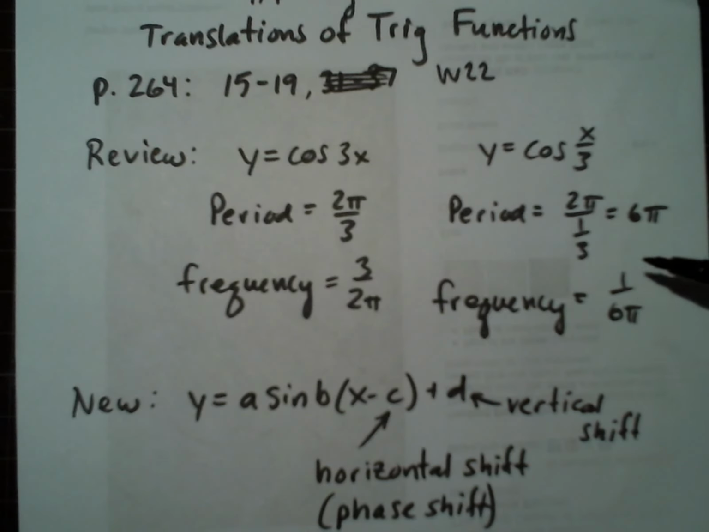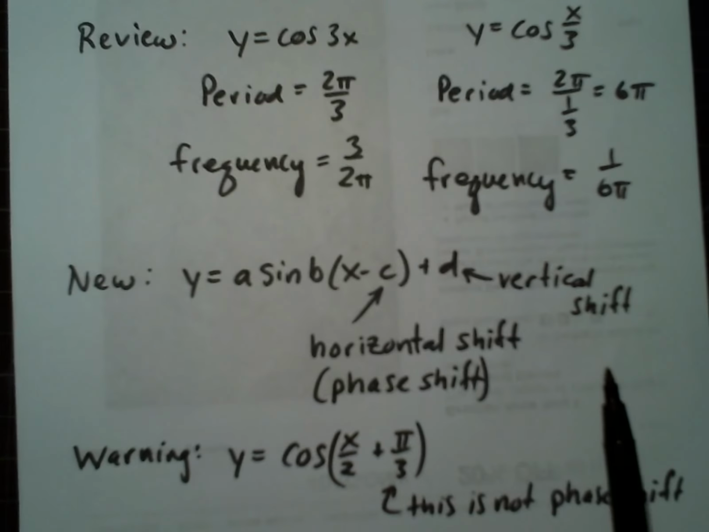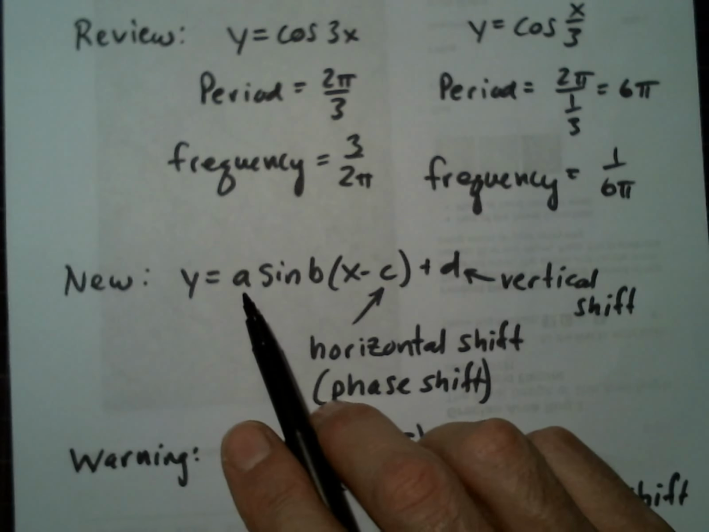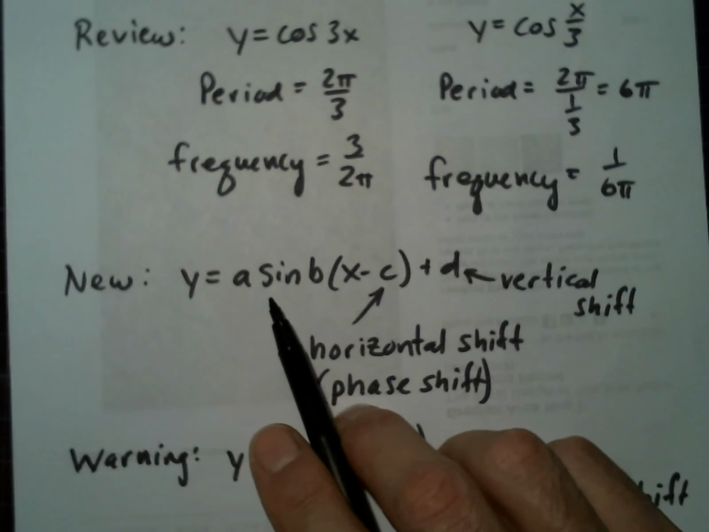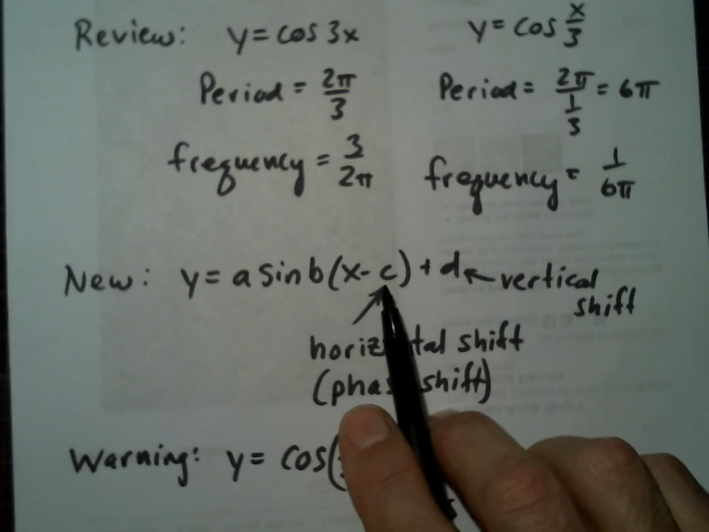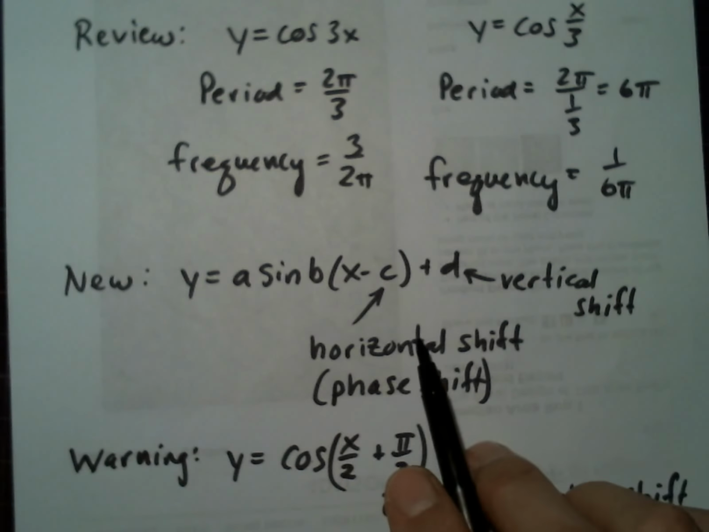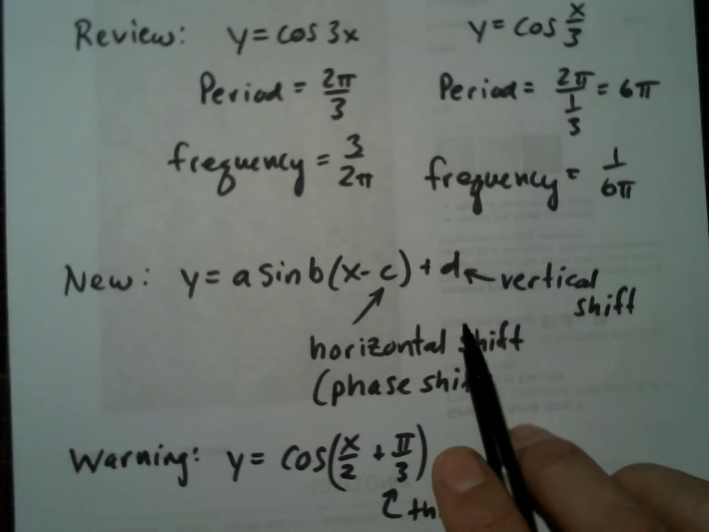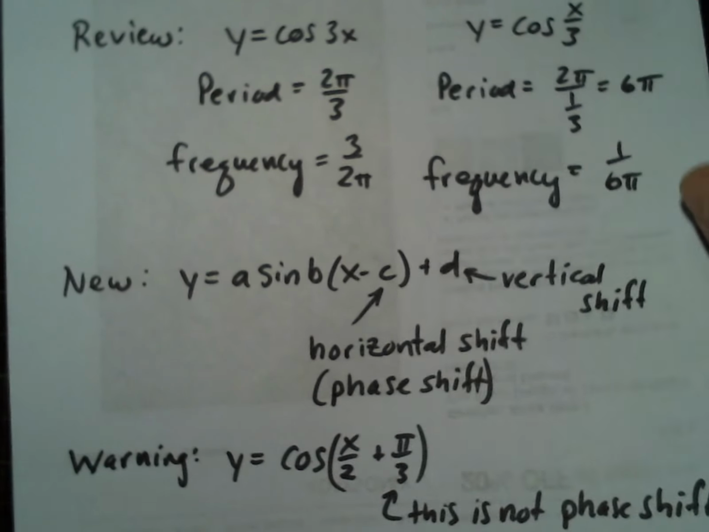Frequency is also just the reciprocal of period. So here we do the reciprocal. What we talked about in the previous lesson: this is a vertical dilation, here's a horizontal dilation, and today we're going to add in the horizontal shift. It's also called a phase shift in trigonometry, and the vertical shift.